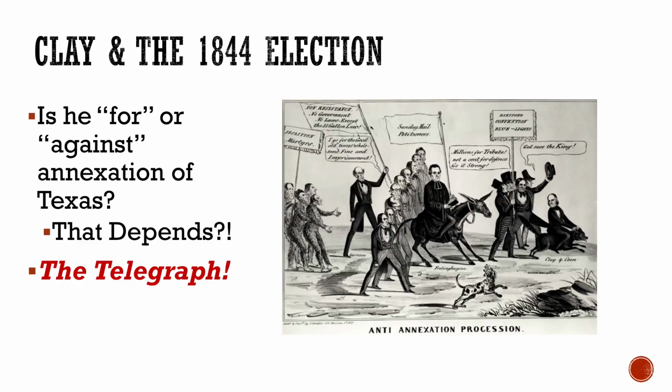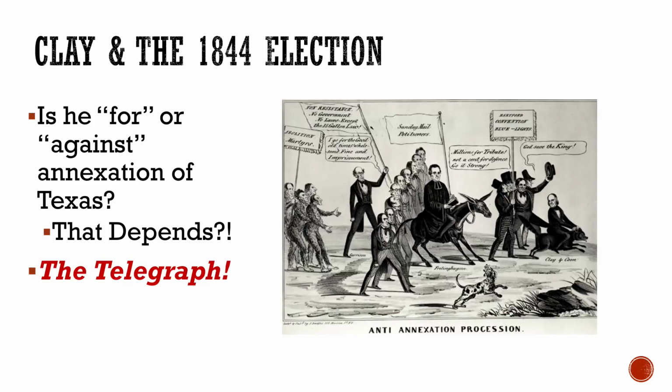And when the letters get out, when they get published, it seems like Clay is for annexation. He's against annexation. If he would have never written letters, just stop writing letters, Clay. But it really comes to bite him back that people say, well, he's a flip-flopper. He doesn't know what he wants. Plus, Irish Catholics decide to vote against him, especially in the state of New York, and he winds up losing New York because of this.